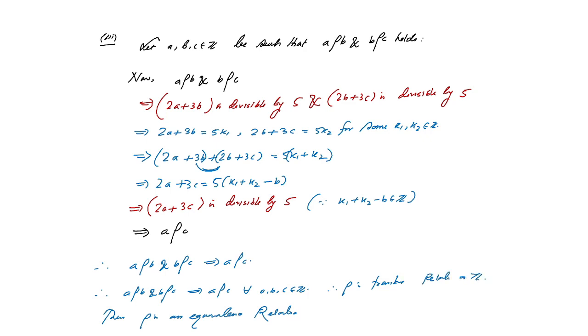Rho is reflexive, symmetric and transitive. So rho is an equivalence relation on Z, as it is reflexive, symmetric and transitive. Now we will come to the next problem.